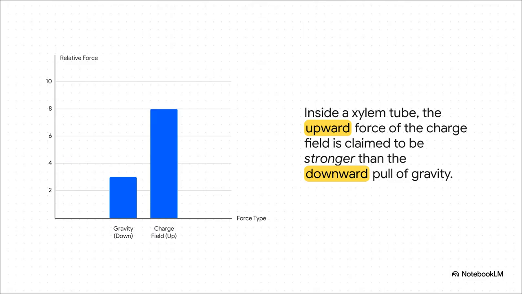So, if you could shrink down and measure the forces inside one of those tiny plant tubes, this is what the theory says you'd find. The upward push from the charge fields would be way, way stronger than the downward pull of gravity. In that tiny little space, the elevator's push just overpowers everything else.